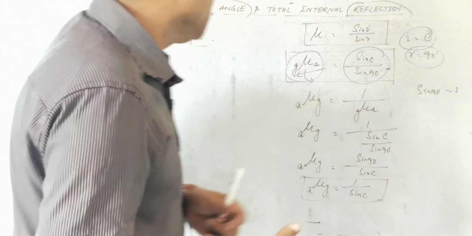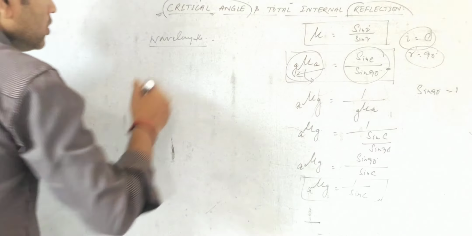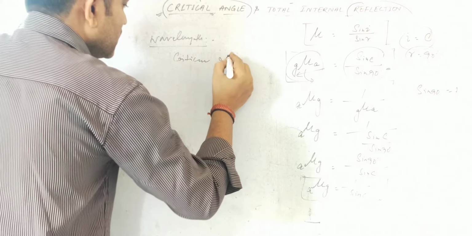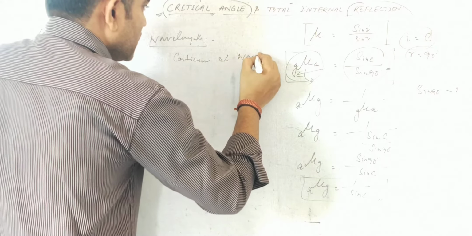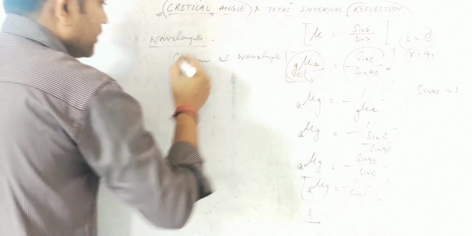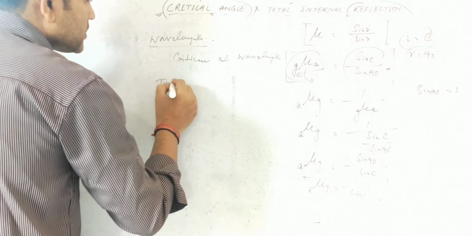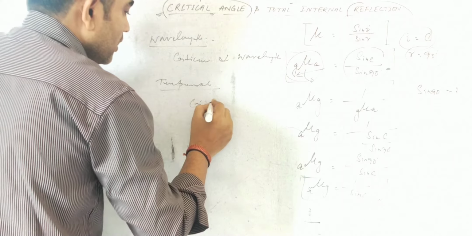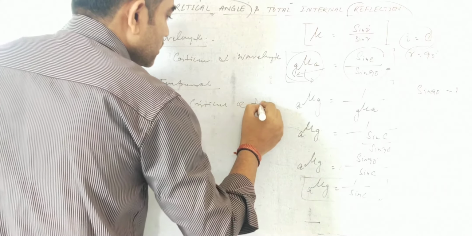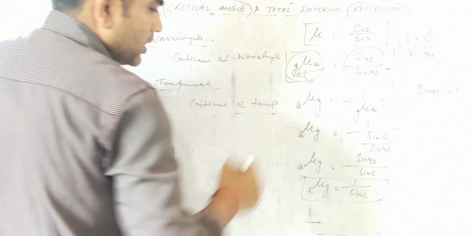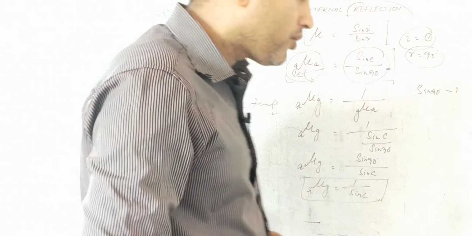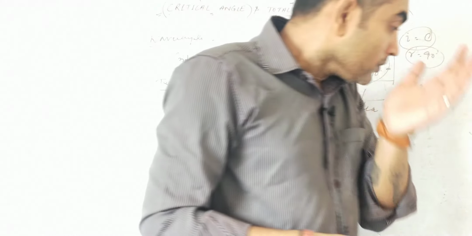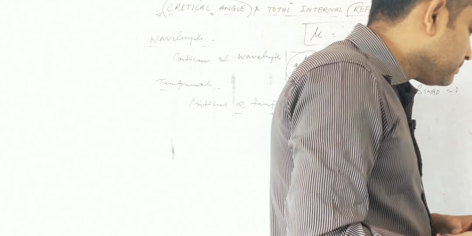So we have two factors, the wavelength and the temperature. The critical angle is directly proportional to the wavelength, and the critical angle is directly proportional to the temperature. So with an increase in temperature, the critical angle will increase, and also with an increase in the wavelength, the critical angle will increase. Those are the two factors.